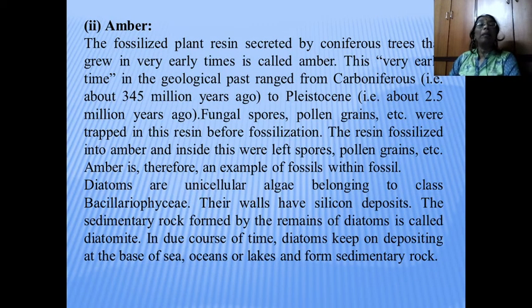Then the second type is amber. The fossilized plant resin secreted by coniferous trees that grew in very early times is called amber. This very early time in the geological past ranged from the Carboniferous, about 345 million years ago, to the Pleistocene, about 2.5 million years ago.